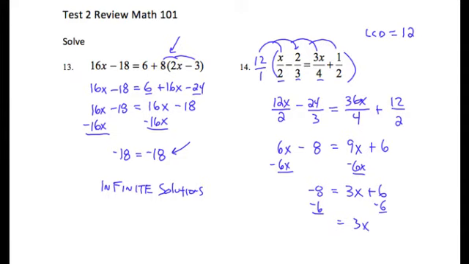3x is equal to negative 8 minus 6, which will give me negative 14. Divide by 3.